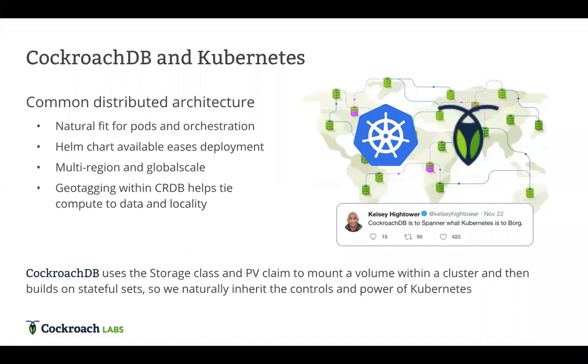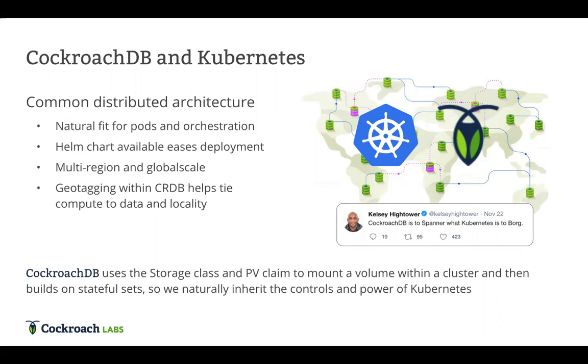This is a very common distributed architecture. What we're doing in CockroachDB is a very natural fit for pods and orchestration. In fact, the same resiliency, the same way that we manage compute is the same way that we're managing the database itself. So there's a really good fit here. There's a Helm chart that eases deployment. We can do multi-region global scale, which I know from a federation point of view is still a little bit difficult in Kubernetes, but we can take care of it from the data side, which is really, really important.